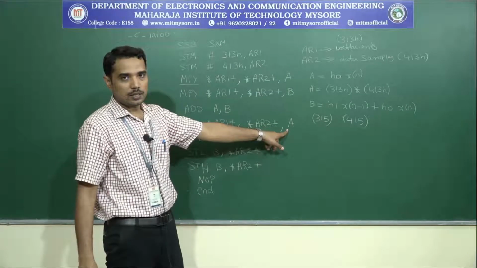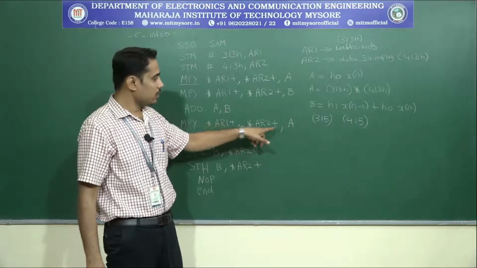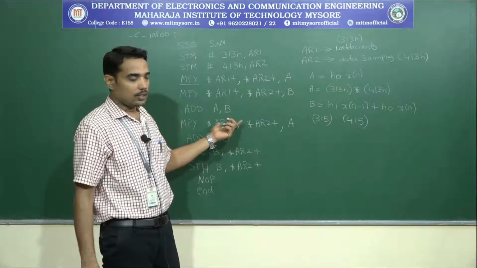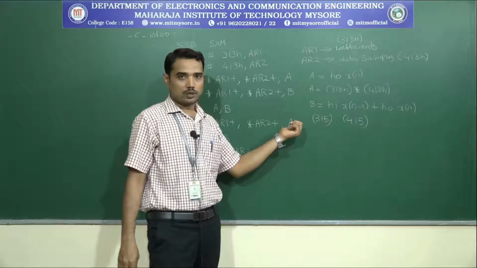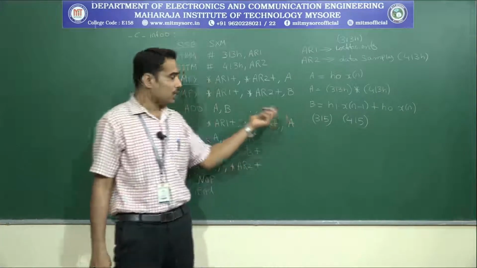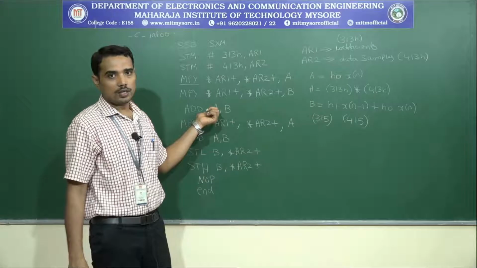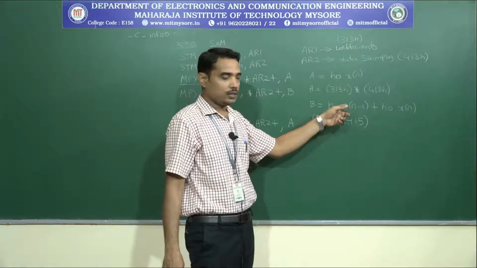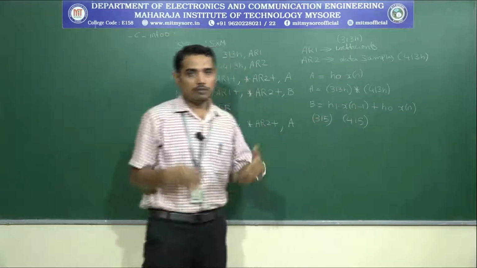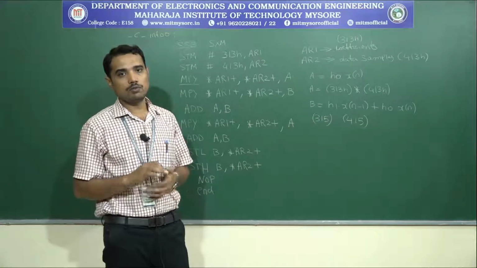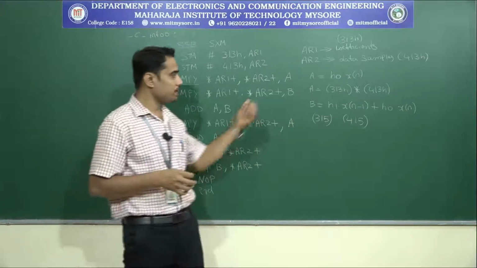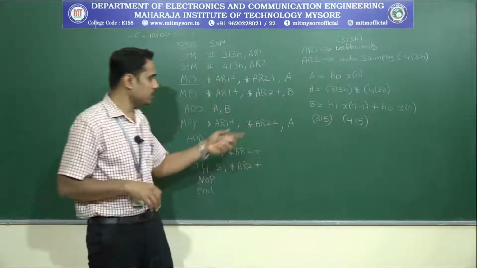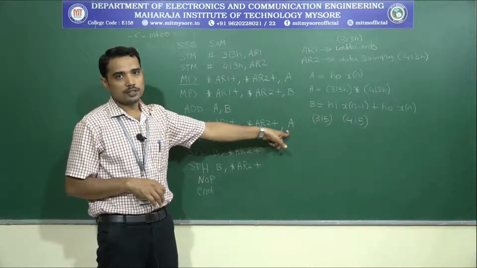We can't store the result in accumulator B. After computing the product, the multiplied product is stored in accumulator A. We can't store in B. Why? Because in B we already have the computed answer, that is H0 into X of n plus H1 into X of n minus 1. If you store in B, what happens? The result will be overwritten. That means the previously computed result will be lost. In order to overcome that, we are going to store the result in A.